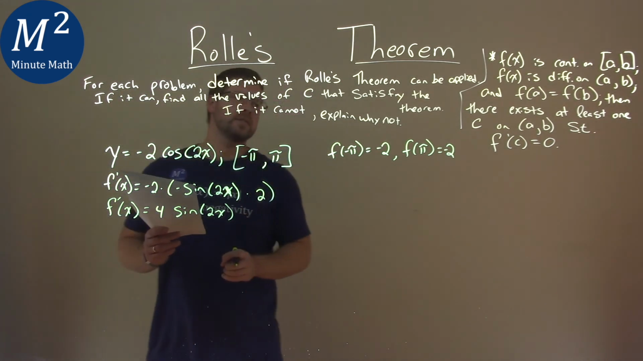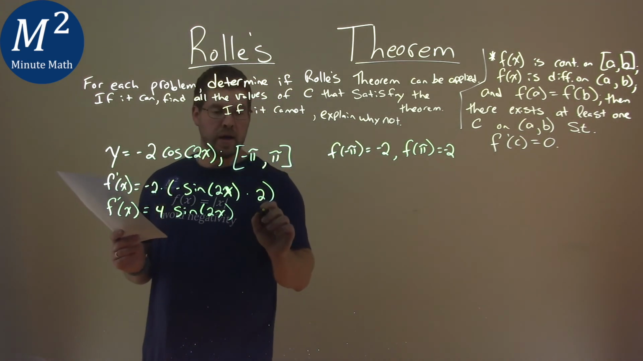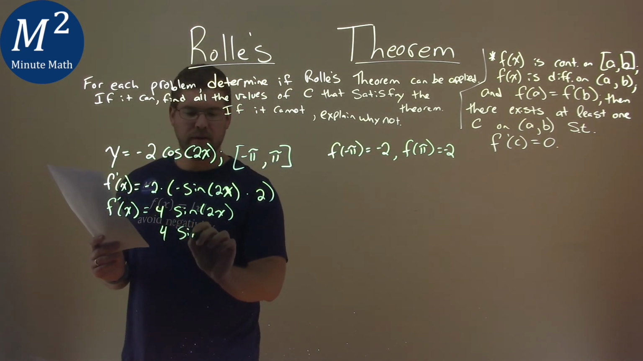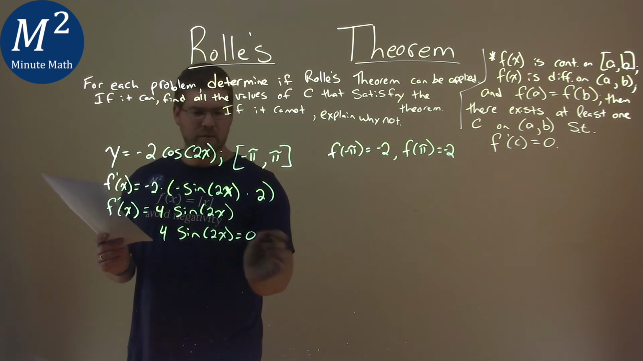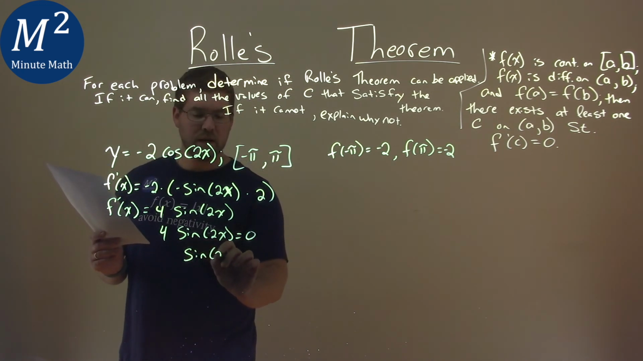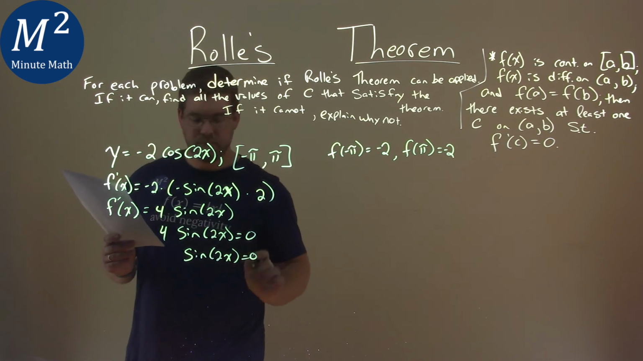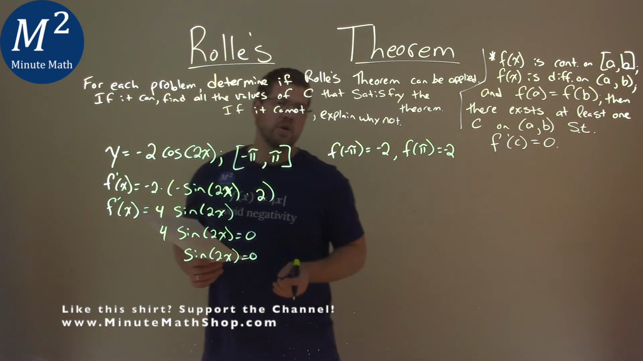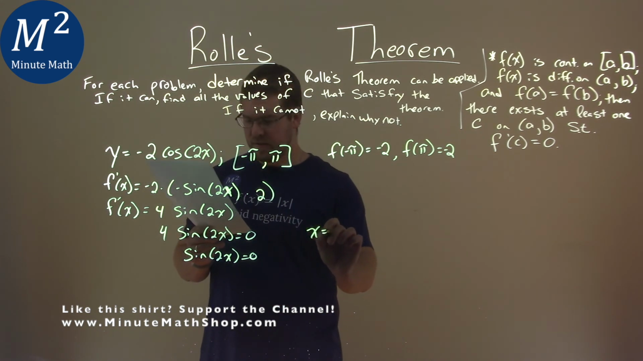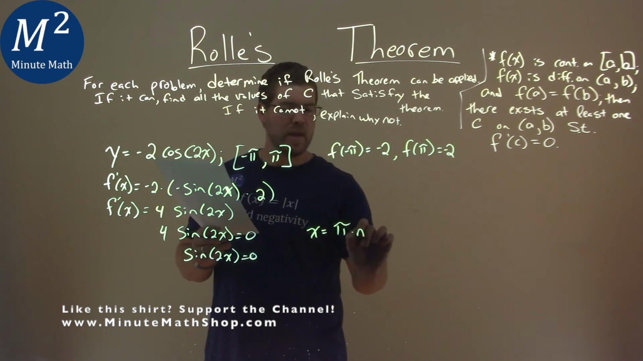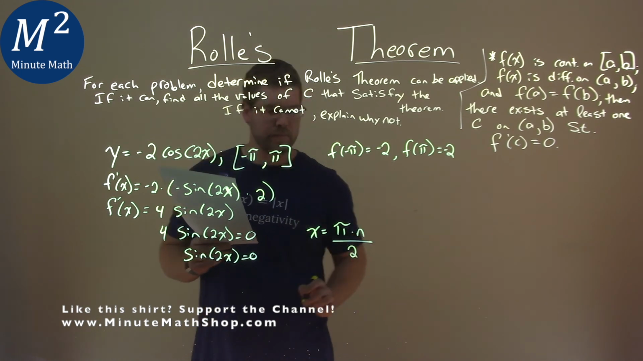Now, Rolle's theorem states we have to set it equal to 0 and solve for x. So we take 4 sine of 2x and set it equal to 0. Divide both sides by 4 and sine of 2x is equal to 0. So where does this occur? When is the sine of 2x equal to 0? Well, that occurs when x is equal to pi times n over 2.